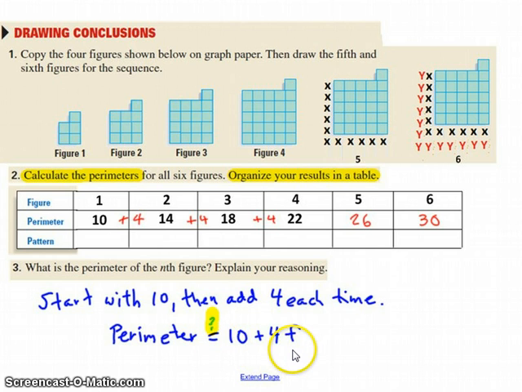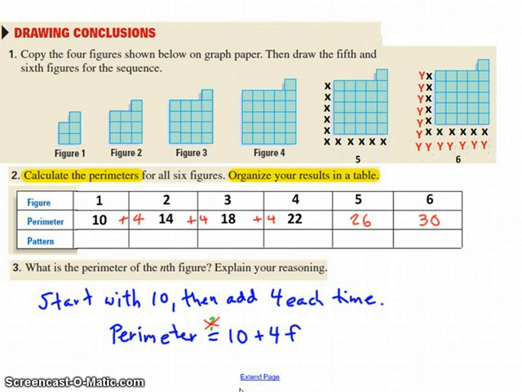Well, there's an easy way to test it. Instead of putting f here, we can put the number of the figure in. Let's take 1 and put it in there, the simplest one. 1 times 4 is 4. 4 plus 10 is 14. Wait a minute, 14, that's not matching the perimeter for 1. And that won't work, as you'll find, if you try it for any of these figures. So this is not quite it.